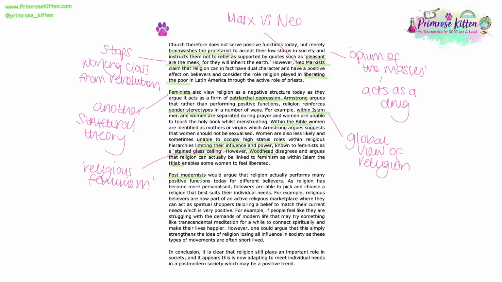Postmodernists would argue that religion actually performs many positive functions today for different believers. As religion has become more personalised, followers are able to pick and choose a religion that best suits their individual needs. For example, religious believers are now part of an active religious marketplace where they can act as spiritual shoppers, tailoring a belief to match their current needs, which is very positive. For example, if people feel like they are struggling with the demands of modern life, they may try something like transcendental meditation for a while to connect spiritually and make their lives happier.